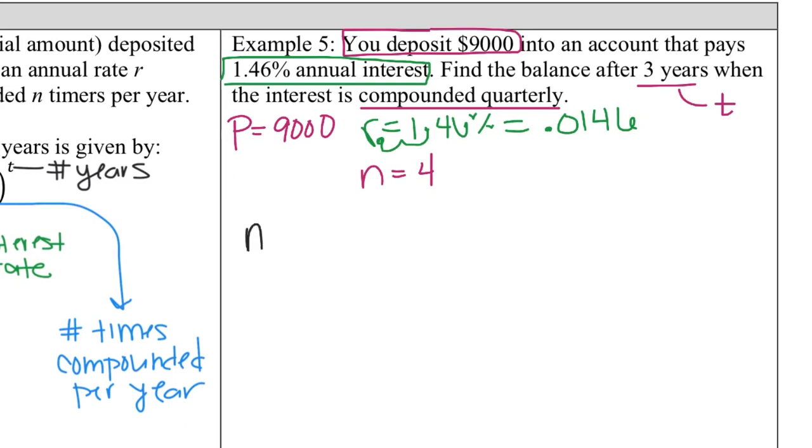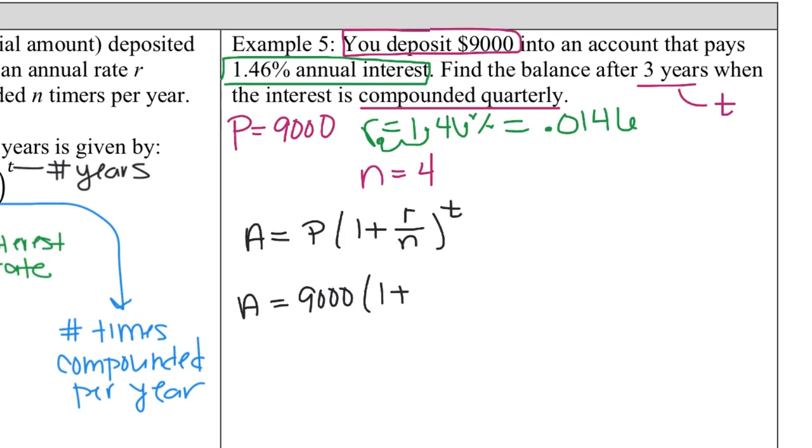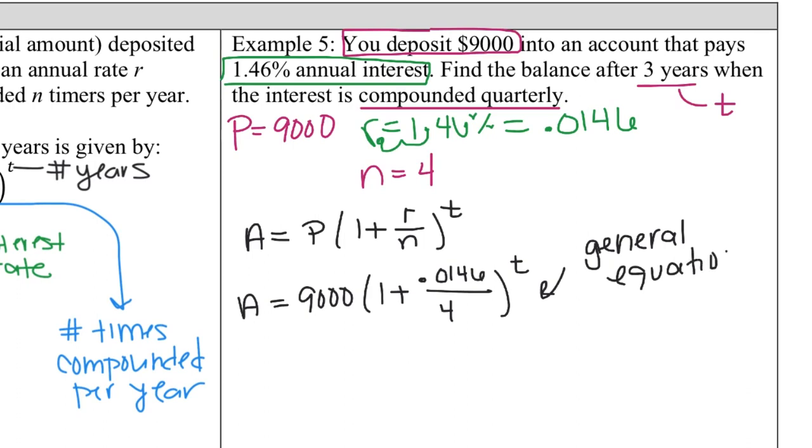So let's write down the original equation. A equals P times (1 plus R over n) to the t. Let's write the general equation first, then we'll figure out the balance after 3 years. In the general equation, P is the $9,000 that you originally put in the account, 1 plus the R as a decimal, 0.0146, over n, which is 4 since it's compounded quarterly, and then to the t. This is the general equation you can use for this account after so many years. I can plug in different values of t and find out the amount that comes out. Well, it wants a specific 3 years. How much money will be in this account after 3 years?